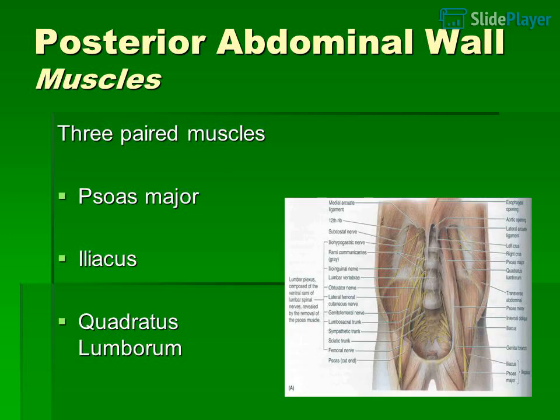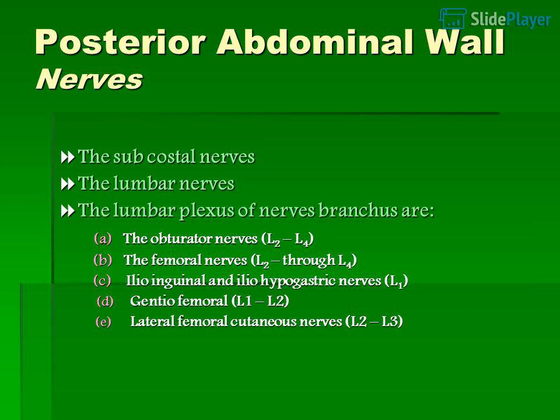Posterior abdominal wall muscles: 3 paired muscles, psoas major, iliacus, and quadratus lumborum. Posterior abdominal wall nerves: the subcostal nerves and the lumbar nerves.